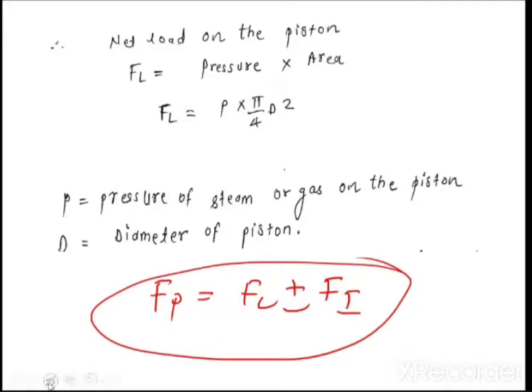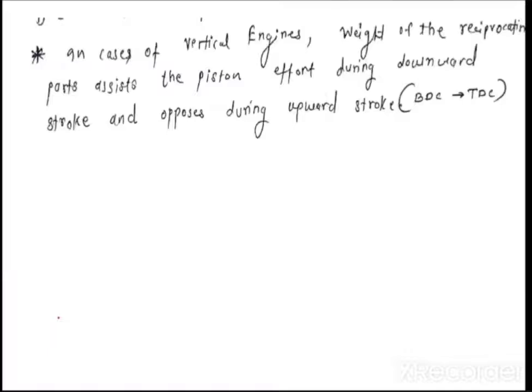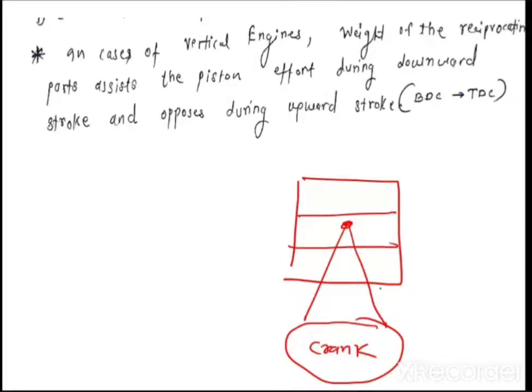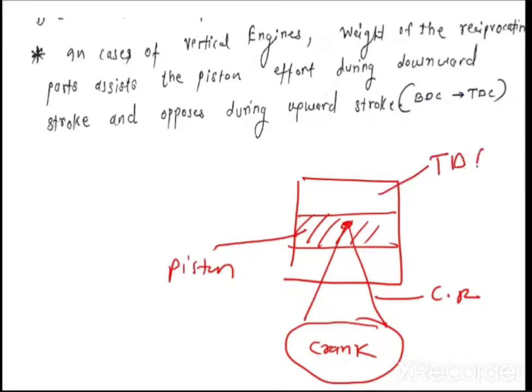Okay. Now in case of the vertical engine, let us say the engine is vertical. Vertical means what? Let us say this is the position. This is the piston, this is the connecting rod, and this is the crankshaft. This is called the TDC, and this is the BDC. TDC means what? Top dead center. BDC means what? Bottom dead center.